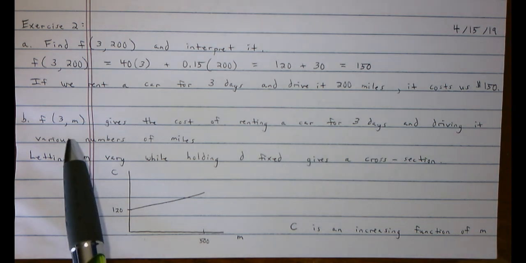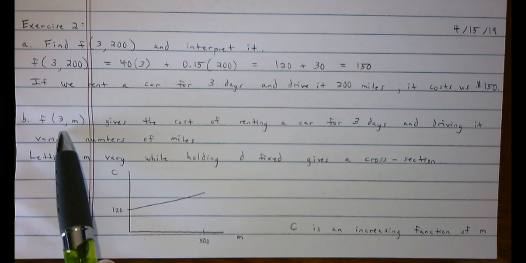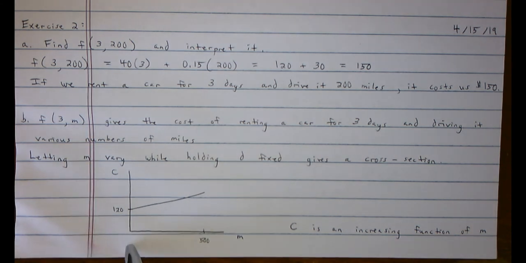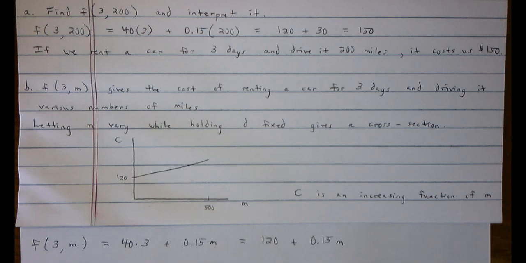Now in part B, what we'll do is we'll hold D fixed at 3 days and let the number of miles driven vary. And what we could do is sketch the cross section. It'll look something like this. I don't know exactly what the surface C looks like, but this cross section will be a vertical slice where we hold D fixed at 3.